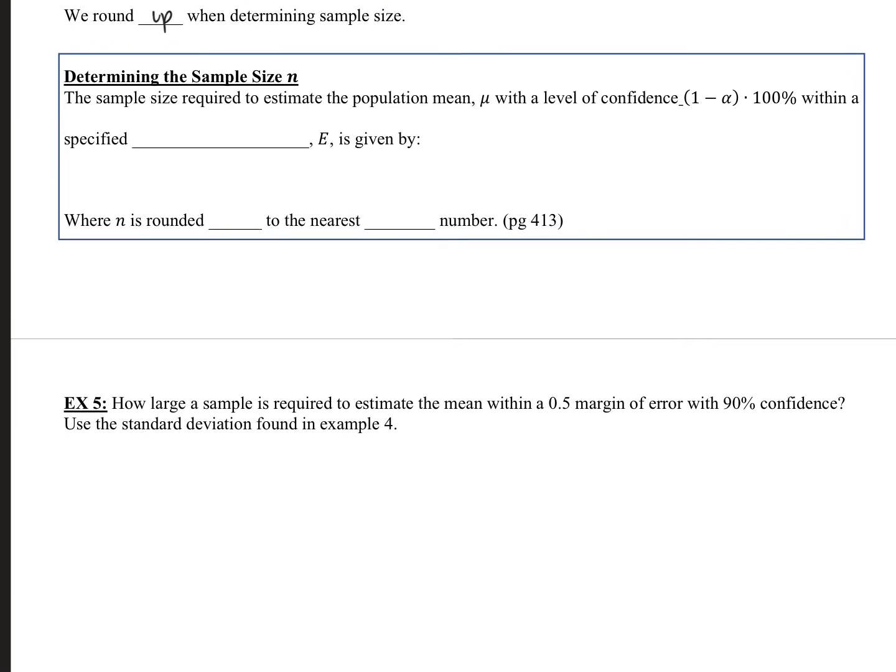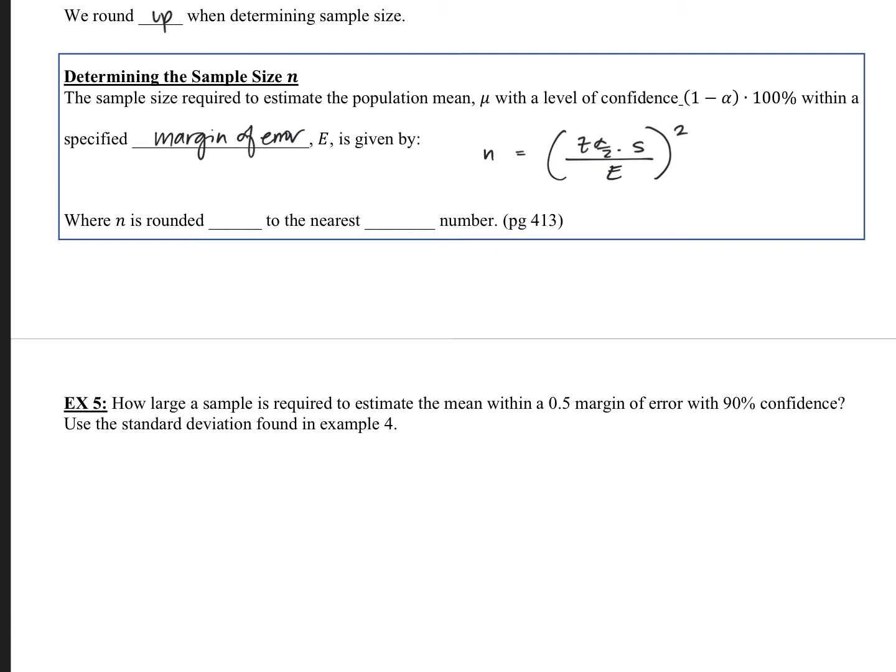Now, determining the sample size n. The sample size required to estimate the population mean mu with a level of confidence 1 minus alpha times 100%, within a specified margin of error, which you would denote with capital E, is given by the following formula. So n equals z alpha divided by 2 times standard deviation divided by E, our margin of error, squared.